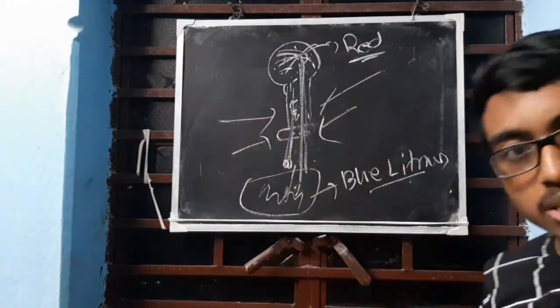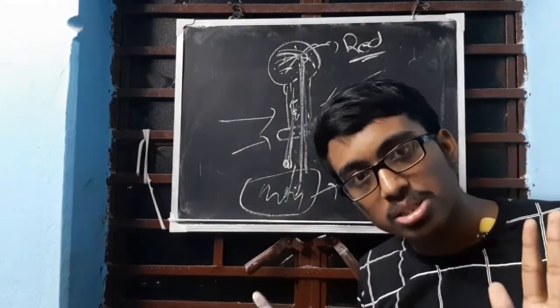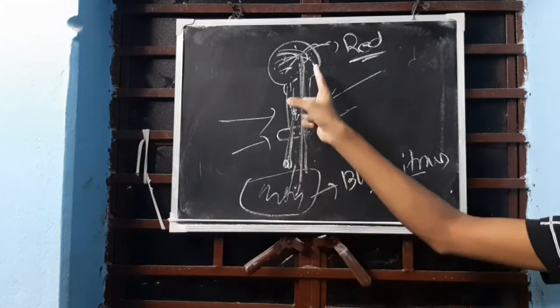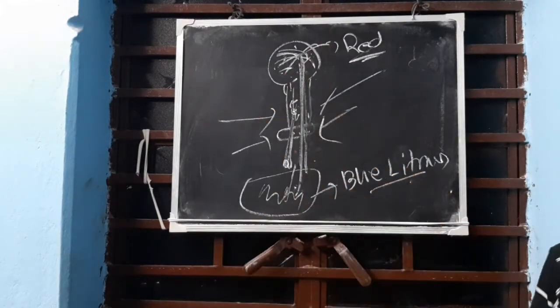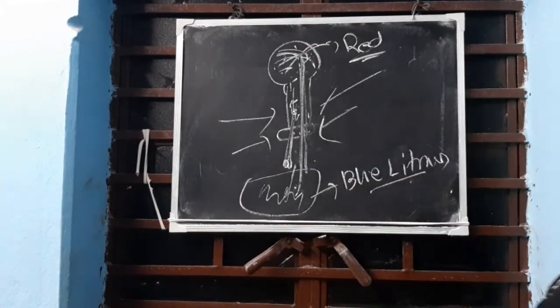The reason is very simple. Atmospheric pressure increases, and air pressure inside the column decreases. Therefore, the blue litmus solution will get in over here and will turn red due to HCl acid. Clear? Understood? Red fountain experiment. Clear? Understood?